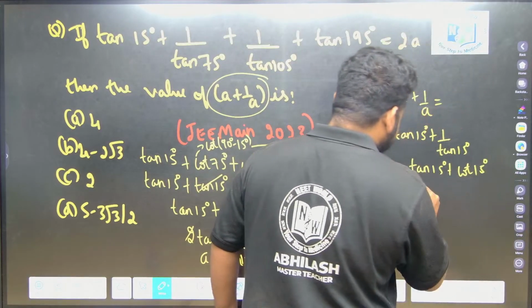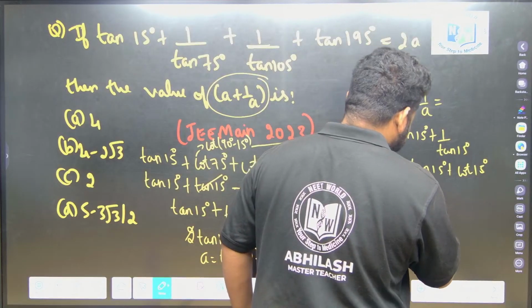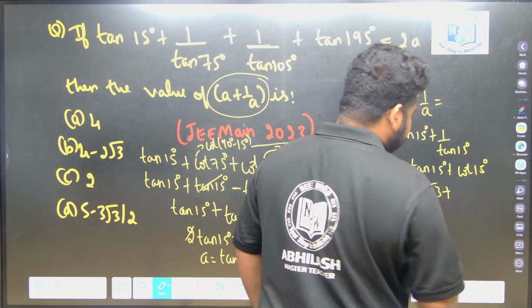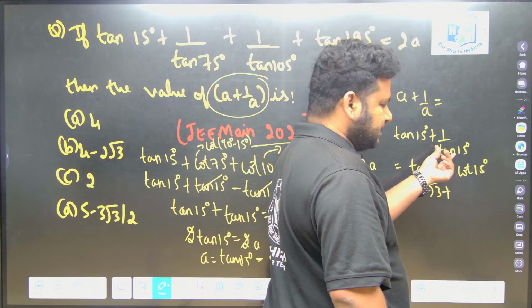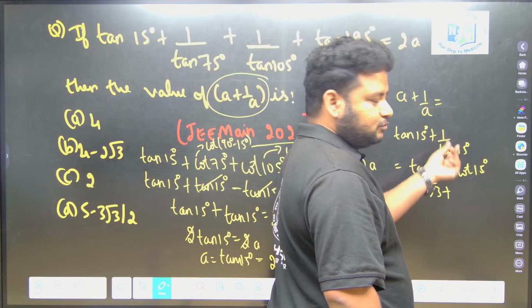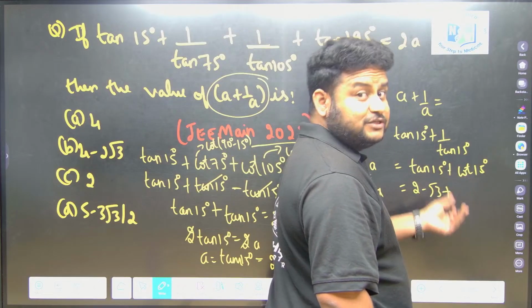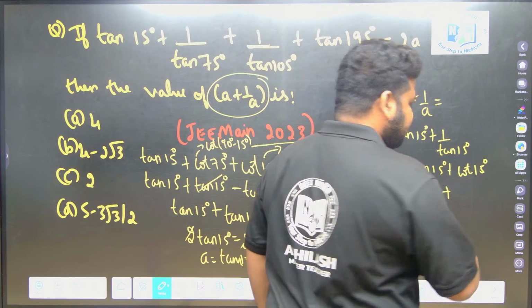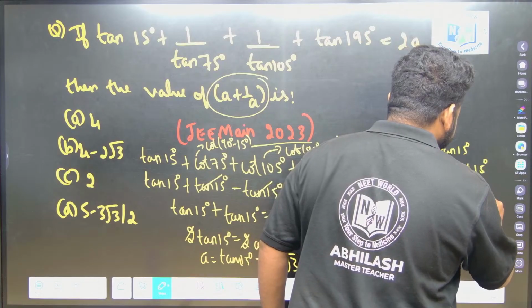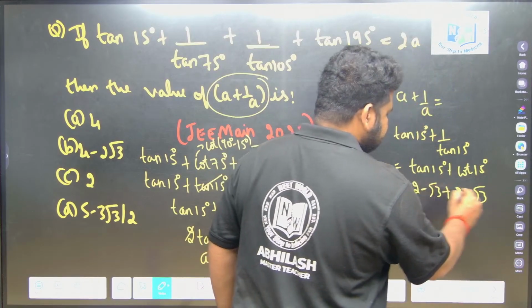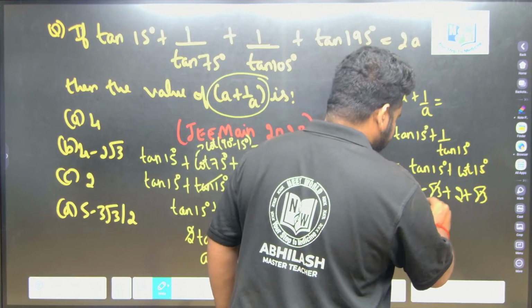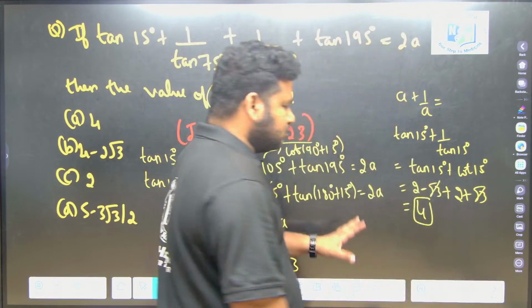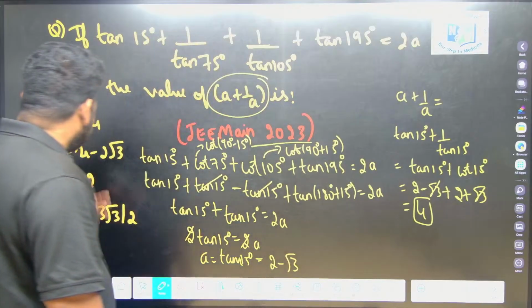Tan 15 degree is 2 minus root 3. For 1 by tan 15 degree, you just have to rationalize 1 by 2 minus root 3, and it will become 2 plus root 3. Or if you directly know the value, which you must know, cot 15 degree is 2 plus root 3. Now minus root 3 plus root 3 will cancel. We will have the value as 4. So the right answer to this question is 4, which is option A.